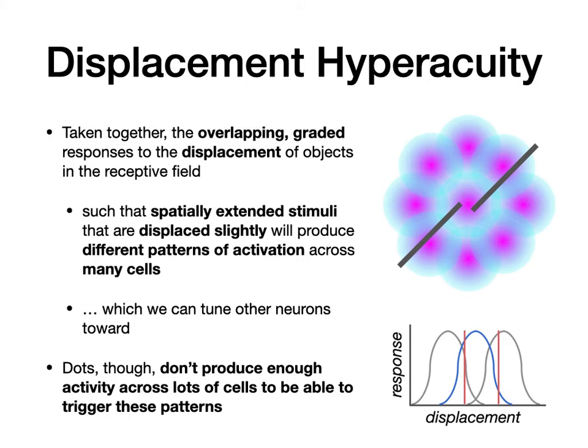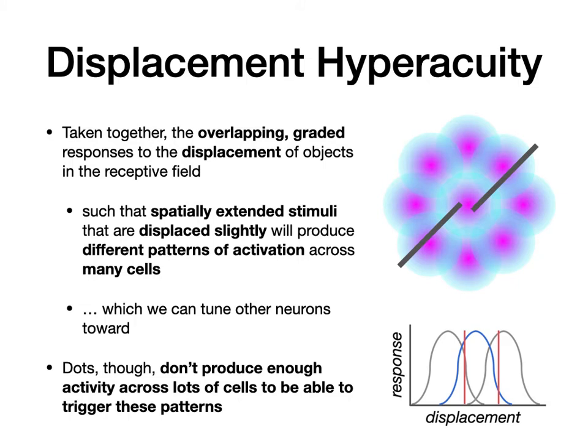And again, the idea is that we can tune neurons to these different patterns. When there's not enough information, there's nothing really to tune to. So it's harder to produce that same pattern with dots than it is to do with lines.